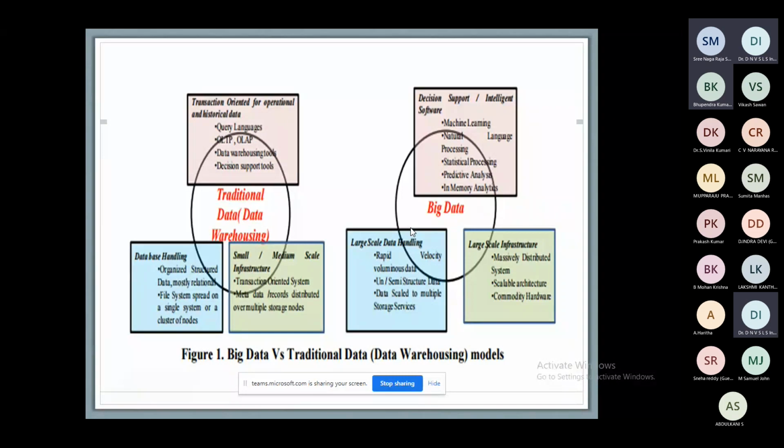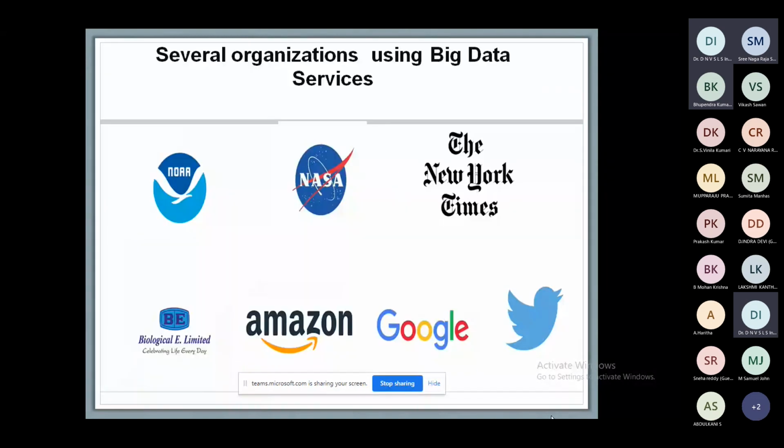So coming to traditional data warehousing or traditional data, we are concentrating on query languages, OLAP and OLTP. Coming to big data analytics, definitely we are moving towards machine learning, natural language processing, statistical processing, predictive analytics, in-memory analytics. So what is the comparison between the previous data warehousing or database models and big data? For the traditional things, SQL is enough, OLAP is enough, OLTP is enough. Coming to the later ones, machine learning concepts and NLP are very important.